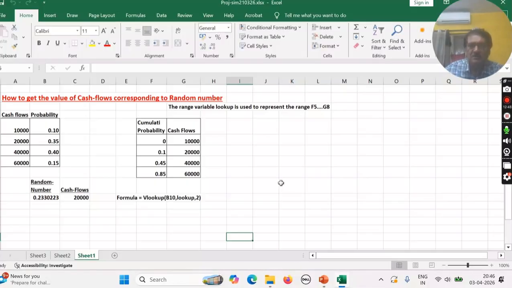Now go to the Excel sheet. I will discuss through 3 sheets of Excel. First, I'm going to give you the concept of how you will attach the probability and demand with the random number, and also the life of the project. How will you get the random number? Here you will see the formula of random number is equal to RAND, with brackets. This is the random number.